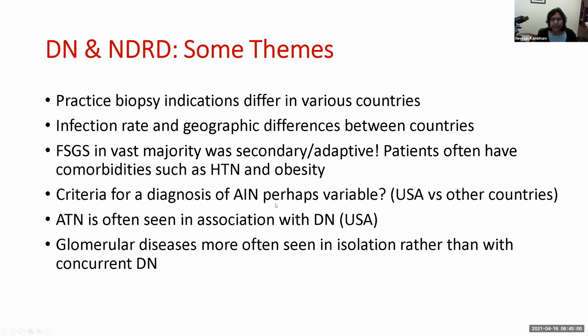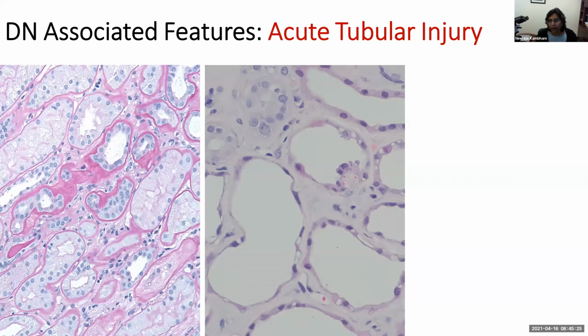Perhaps in some countries, the diagnosis of acute interstitial nephritis seems more common. And again, the definition of acute interstitial nephritis depends. ATN is very common. And another thing is that the glomerular diseases unrelated to diabetes are often seen in isolation rather than with concurrent diabetic nephropathy. So anyway, I'll just go over a few more slides on this.